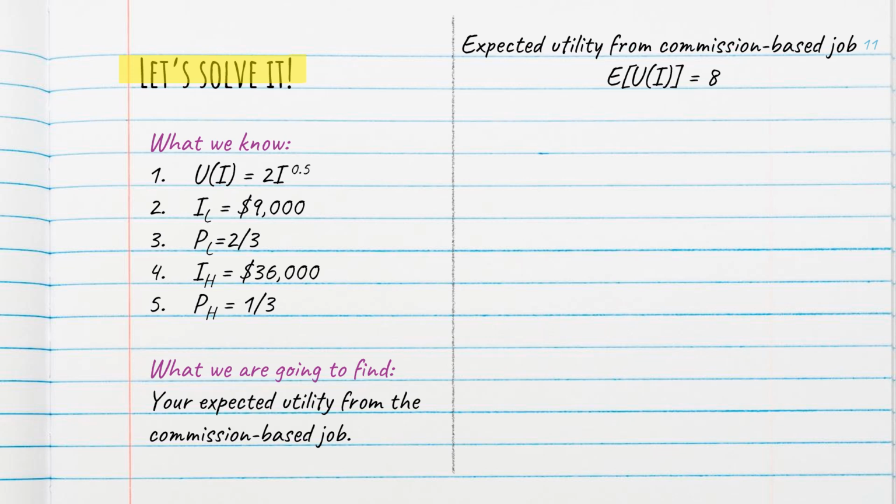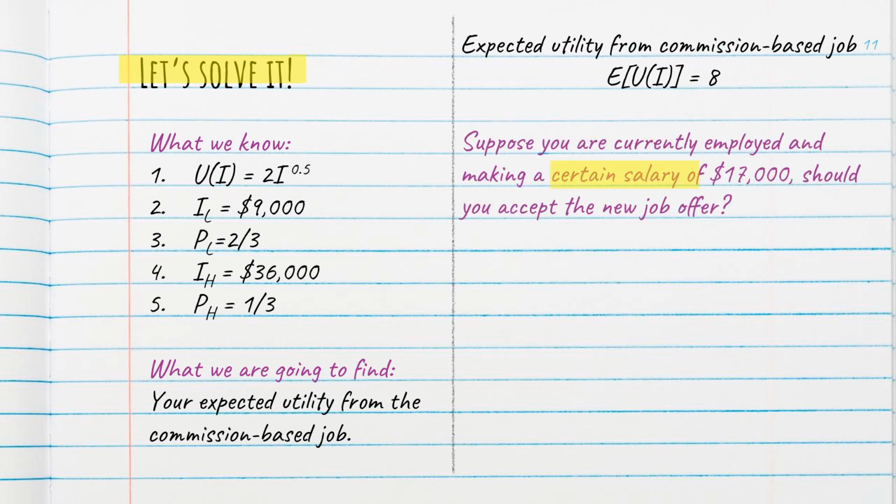Let's add a little bit more onto our story. Let's suppose that you're currently employed and making a certain salary of $17,000. We want to know, should you keep your current job or should you accept the new job offer? Because you're a risk-averse decision maker, you want to compare the expected utility from your current job to the expected utility from the commission-based job.